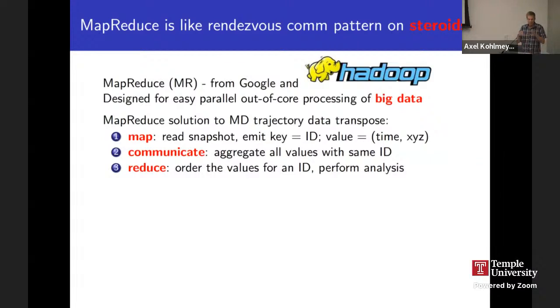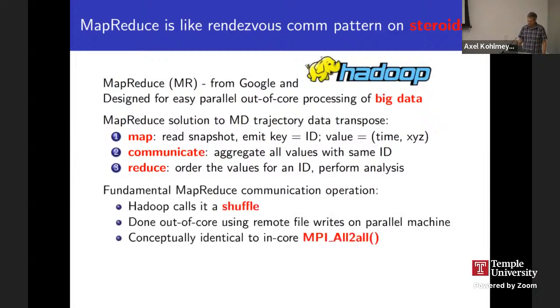Then there's a communicate step, which, based on these keys, aggregates all values with the same ID to some arbitrary processor. So all the values get appended together based on this key and get handed to a processor. In MapReduce, you don't have any idea which processor is performing the computations. You're just passing it a bunch of files. You define what the keys and the values are, and it parses the files, and then data gets shipped wherever. The reduce part is to take whatever processor got that ID with its set of values. It can then order the values based on the timestamps, and then it can do the trajectory analysis.